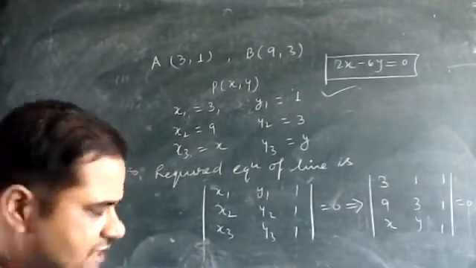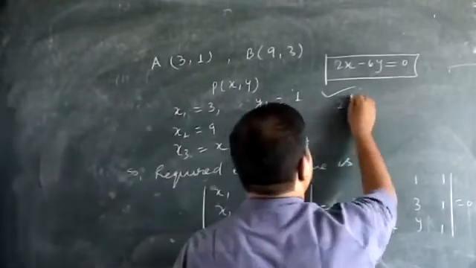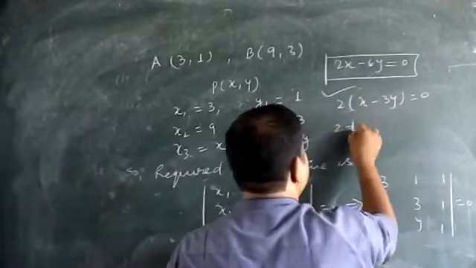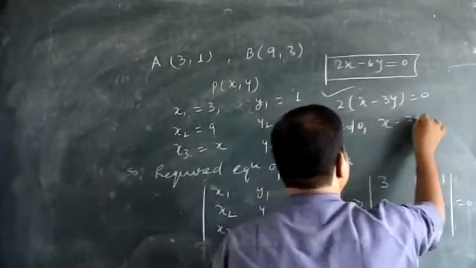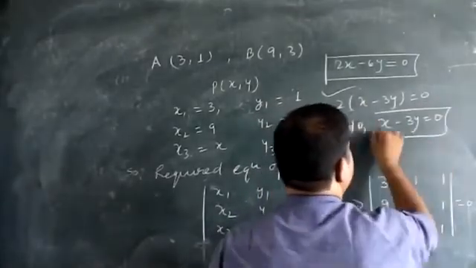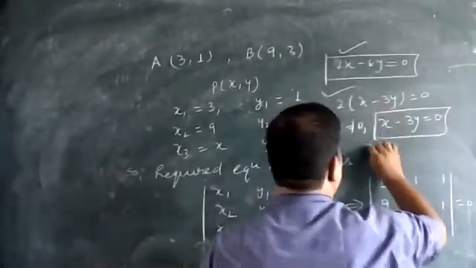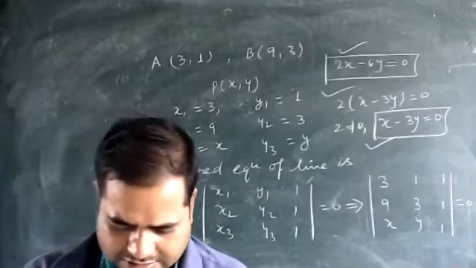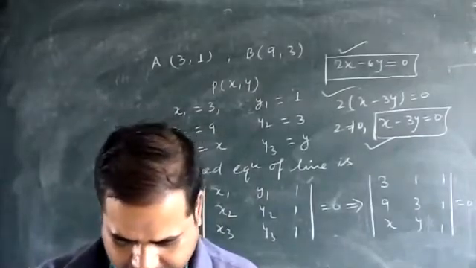2x minus 6y. Yes, 2 is taken common. x minus 3y equals 0, since 2 does not equal 0. The answer is this. So no problem. Both answers are correct. Clear?